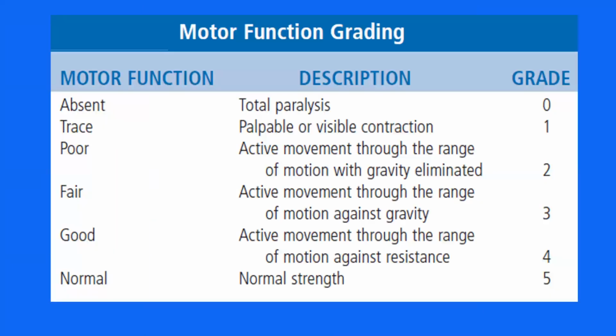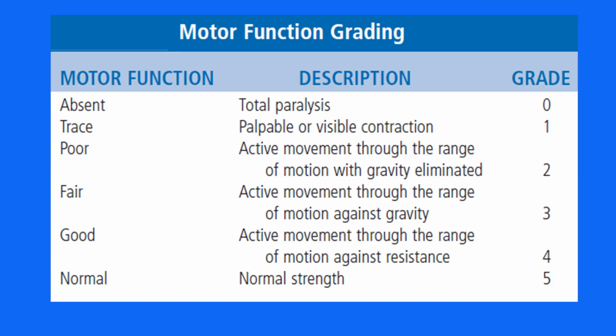Keep this in mind. You have to grade the muscles. You should learn how to grade. If you have absent function, it's total paralysis, so we give it grade 0. A trace, palpable or visible contraction, we give it grade 1.